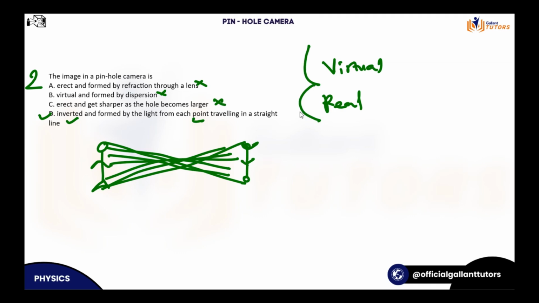What exactly do they mean by virtual and real image? Now, if an image can be projected on a surface, that is a real image. But if it cannot be projected on a film or on a surface, then it's a virtual image. I will explain this in detail when I come to lenses. That should be our next topic, so stay tuned. Is that clear? All right, so let's move to the next question.